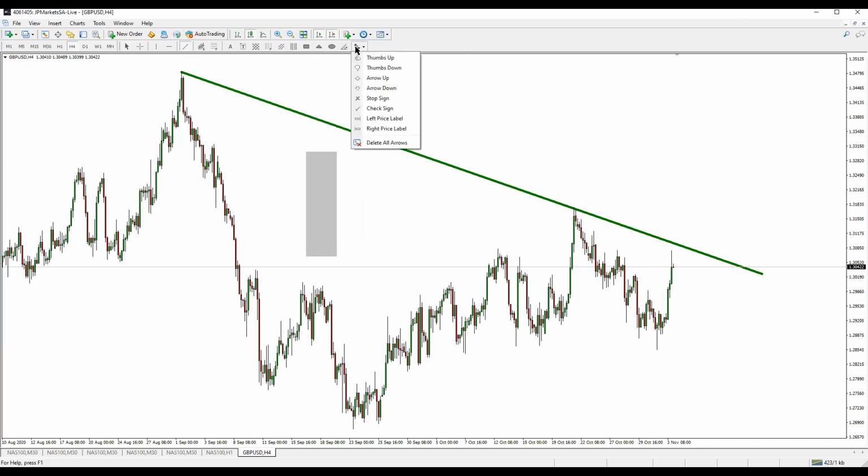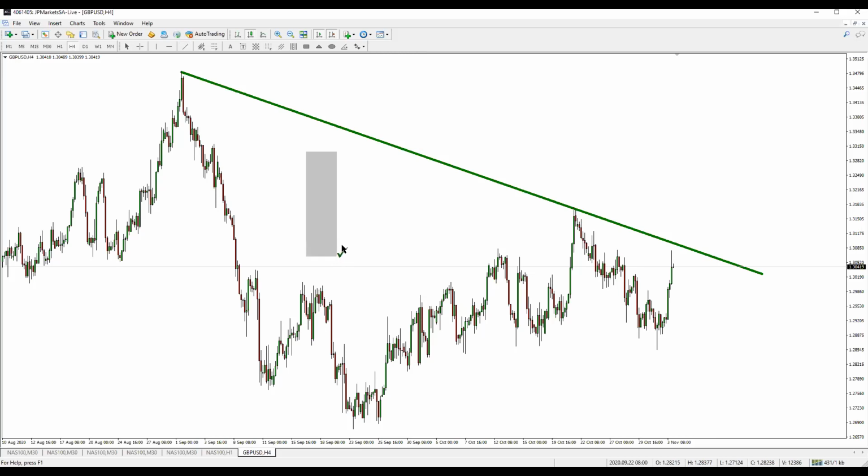Now, wait, let me try and find something else. Where do you find those other things? I want something that points sideways. Okay, I'm just gonna use this tick.